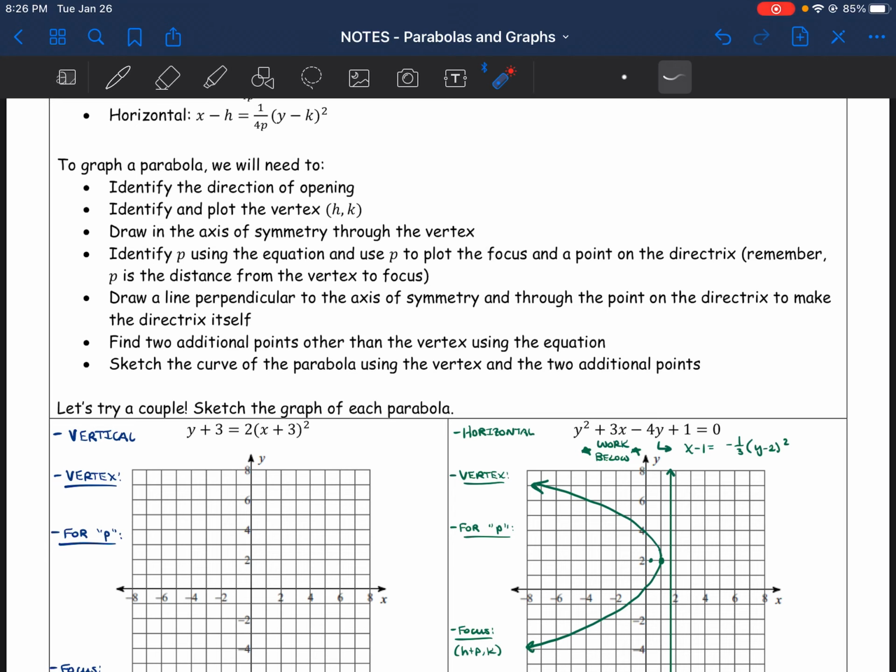So we're not going to really worry about finding two additional points. You did that back in Algebra 1. And we're not going to worry too much about it here. Okay, we just want sketches. We don't want 100% accurate graphs here.